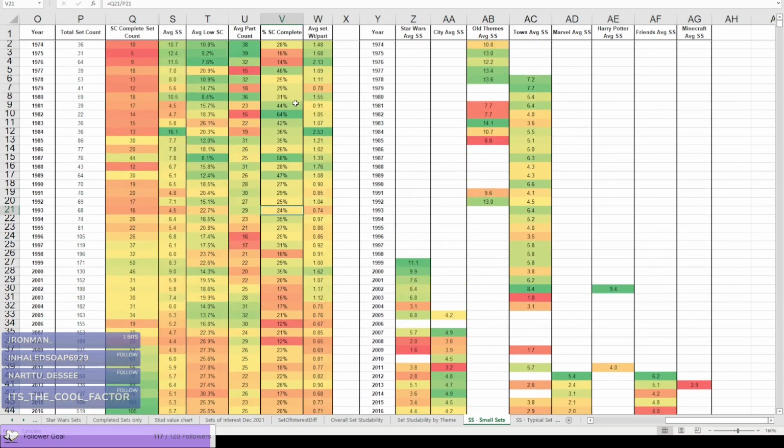I don't know if I have the metric in here. Where's the metric? What did I do for the small sets? It's under 300 parts, if I remember correctly. And then I think typical set size is like 300 to 500 or something like that. And then large sets are above 500. So we'll see those numbers in just a minute.